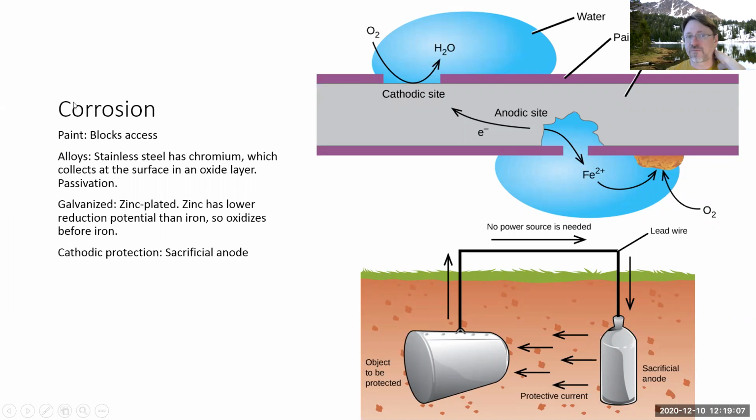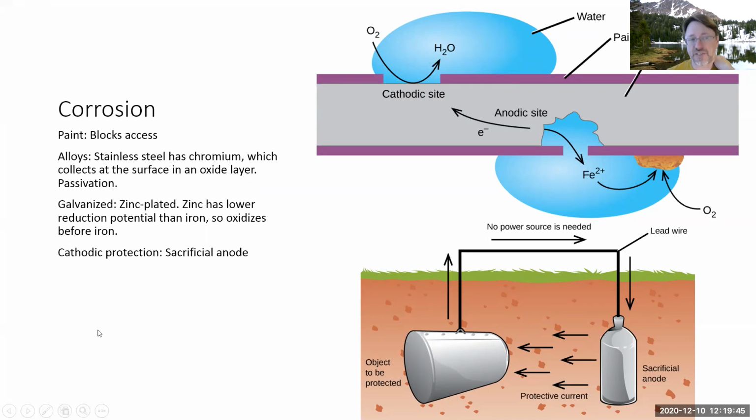You can certainly fight corrosion by painting your surface. But the problem with a painted surface is very simply that the paint can wear off over time. You can also fight corrosion by making alloys. So stainless steel has a small amount of chromium mixed in with the iron. And the chromium collects at the surface and makes a thin oxide layer of chromium oxide, which does form a uniform surface in the same way that aluminum oxide does. And so that ends up passivating the surface of stainless steel.